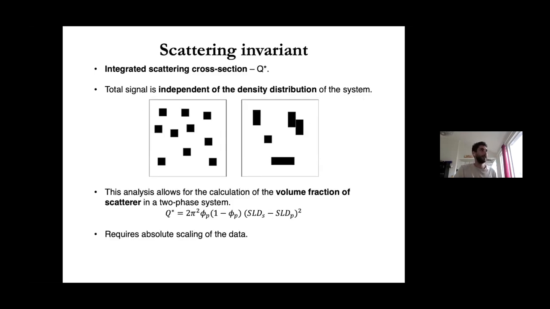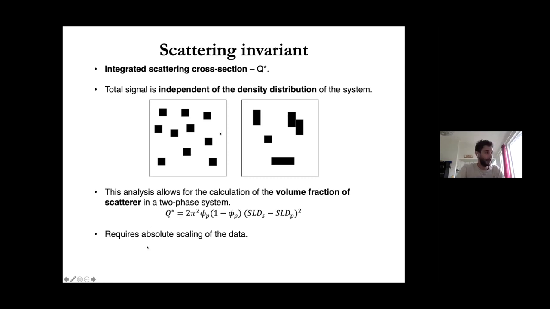So the first one is the scattering invariant. What happens here is that we are going to calculate the integrated scattering cross-section. So basically we are going to calculate the total signal that comes out from a measurement. This is because Porod realized many years ago that the total signal was independent of the distribution of the inhomogeneities in our system. So for example, if we have a system that has an 80% matrix, 20% particles, the total signal will be independent of how these inhomogeneities in the density are distributed. So basically we can use this approach to calculate the volume fraction of particles.